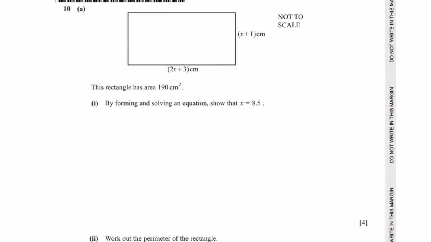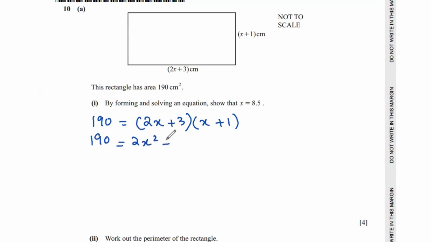And question 10 says this rectangle has area 190 centimeters square. Performing and solving an equation, show that x equals 8.5. So 190 would equal (2x plus 3) multiplied by (x plus 1), which is basically 2x squared plus 2x plus 3x plus 3. And that is 2x squared plus 5x plus 3.